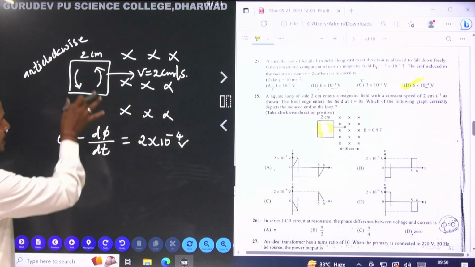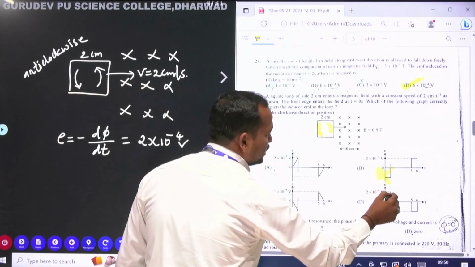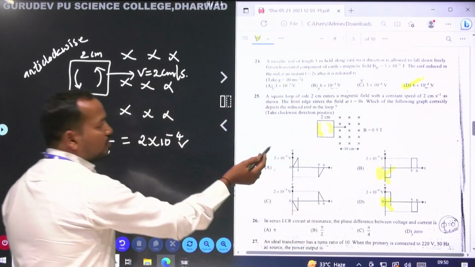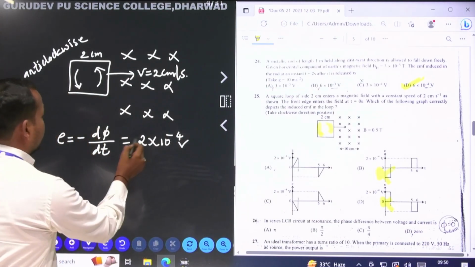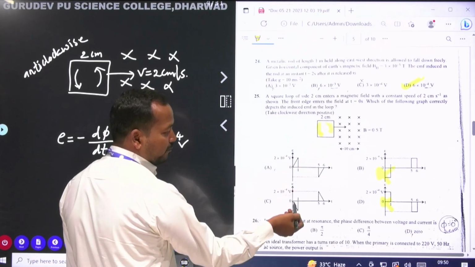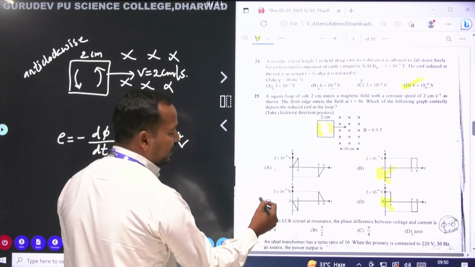Now, when it enters, which option is correct? These two are wrong because we cannot directly take those values as constant. It is not constant, it is entering, no? So it increases, but with the negative sign. If it were taken as positive sign, but here we have taken negative sign, that's why the option is this one.